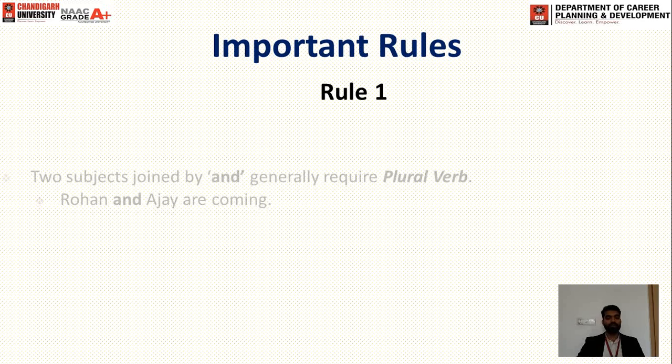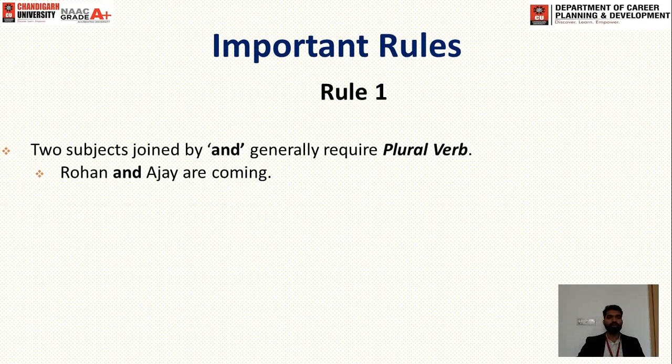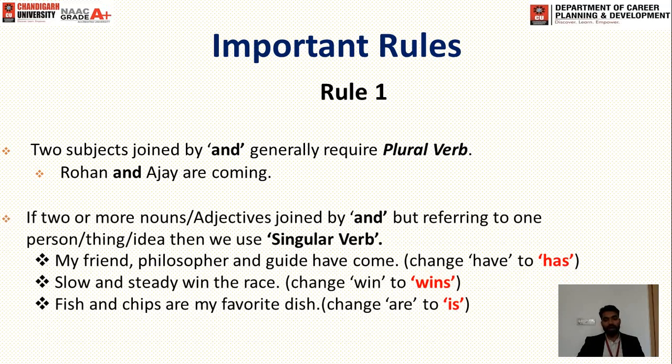So the first rule is, two subjects, whenever they are joined by and, actually require a plural verb. That's as simple as it can be. We have 2 subjects, that means we'll be using a plural verb. Rohan and Ajay are coming, simple as that. Now there is an exception to that, or a kind of sub rule in that.